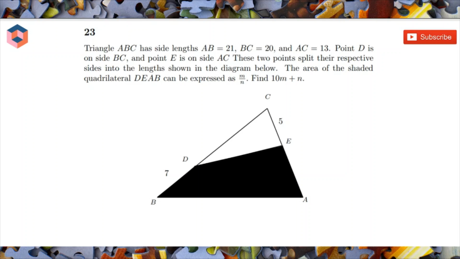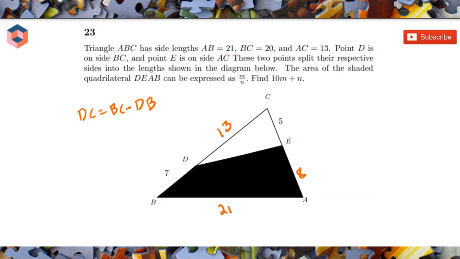Okay, for this problem, we can find out a lot of the lengths first. So they tell us AB equals 21. Now DC is equal to BC minus DB, right? If we subtract that short segment from the long segment, we would get the length of DC. So we know BC equals 20, and DB, the diagram tells us, is 7, so DC equals 13. Similarly, AC equals 13, and CE equals 5, so EA equals 8.